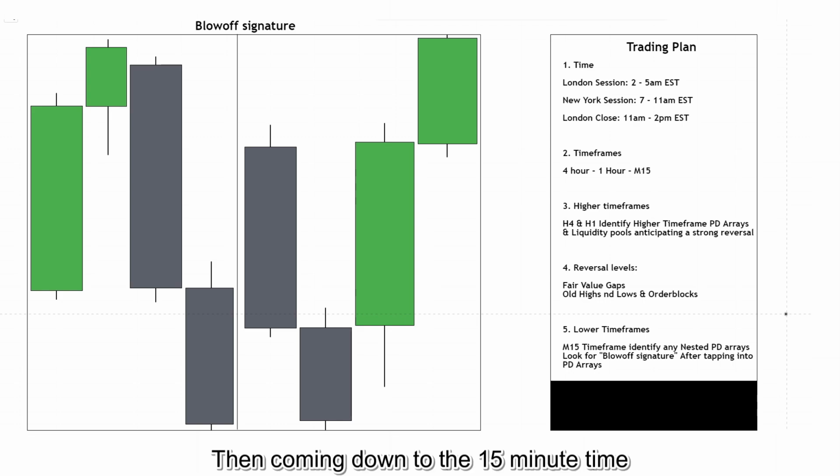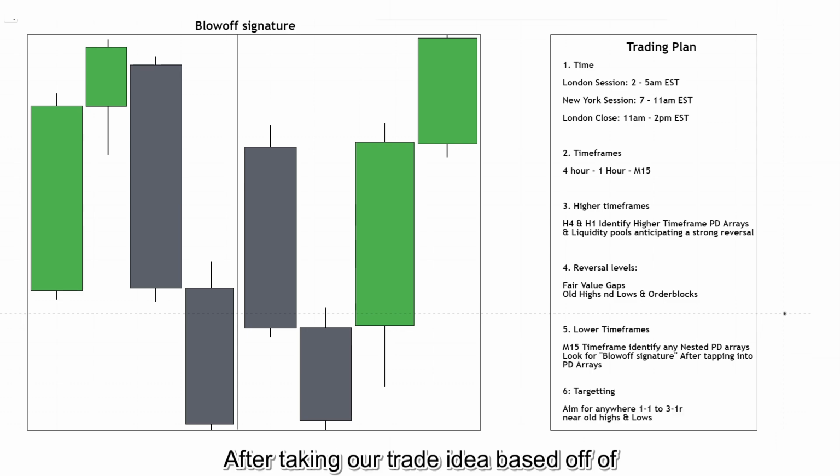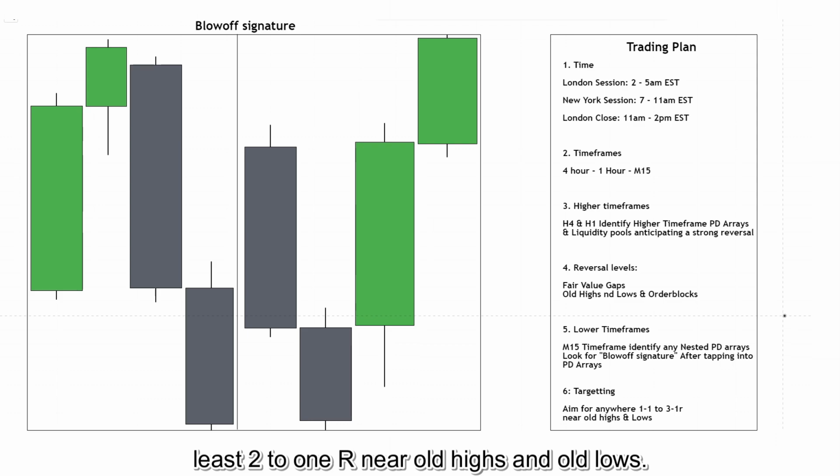Then coming down to the 15-minute time frame, we can start to look for nested PD arrays, which is essentially 15-minute PD arrays inside of those higher time frame PD arrays, as well as this is the time frame that we want to be looking for the Blowoff signature as price taps into that level. After taking our trade idea based off of the Blowoff signature, we can then take profits at opposing liquidity, aiming for at least 2 to 1 R near old highs and old lows.